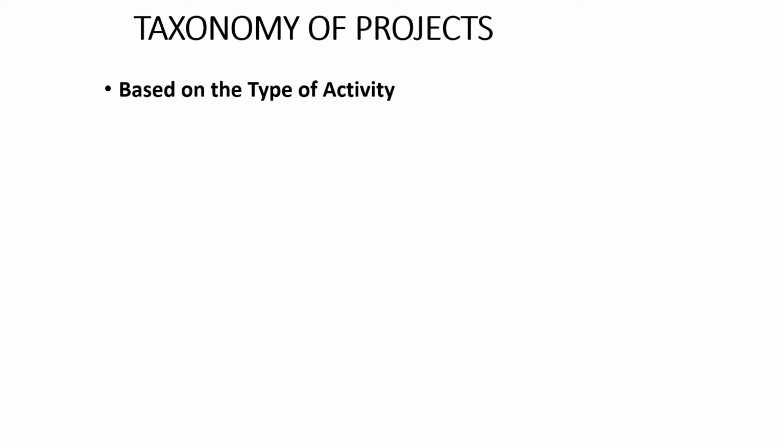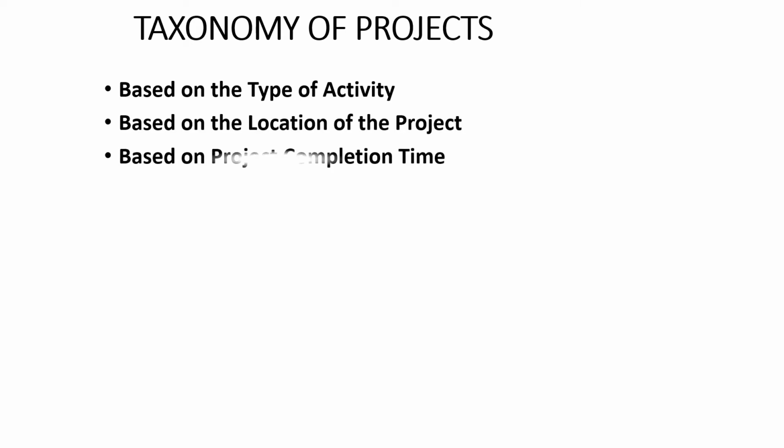First type is differentiation happening on the basis of type of activities that the project is going to perform. Second is location of the project. Third is project completion time. There are projects which can be completed in the shortest possible time, like 15 days, 1 month, 3 months, 4 months, right? And there are projects which are going to take 5 years, 10 years. So based upon the project completion time, the projects can be differentiated.